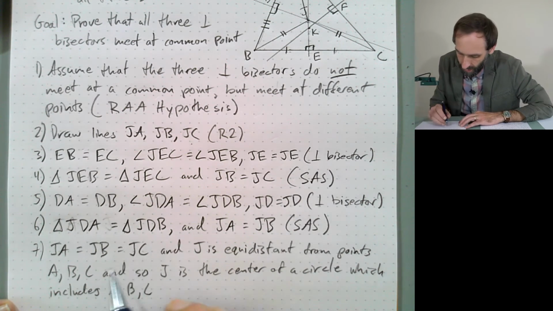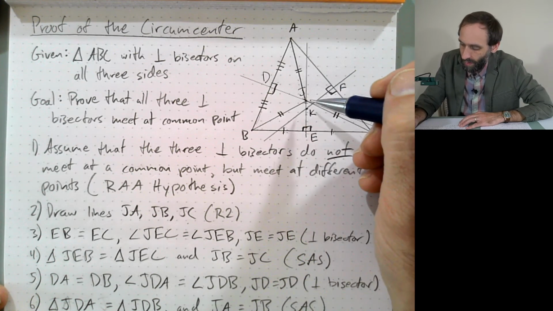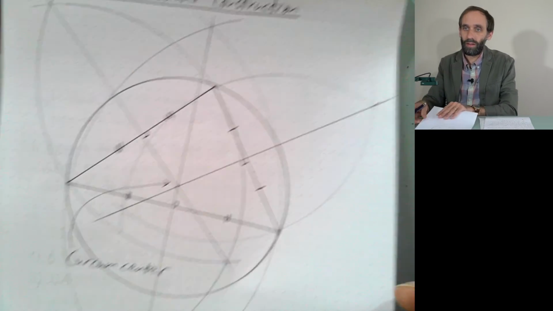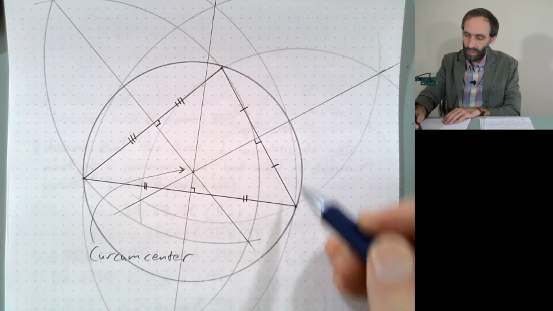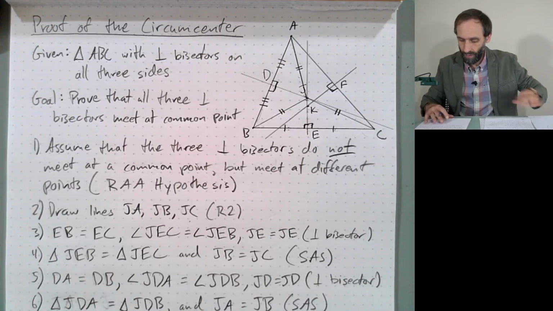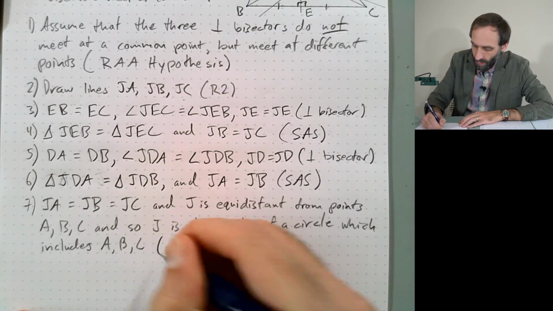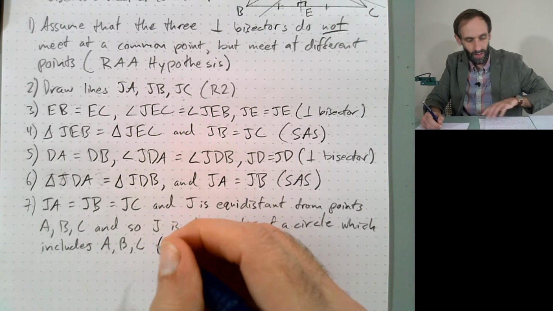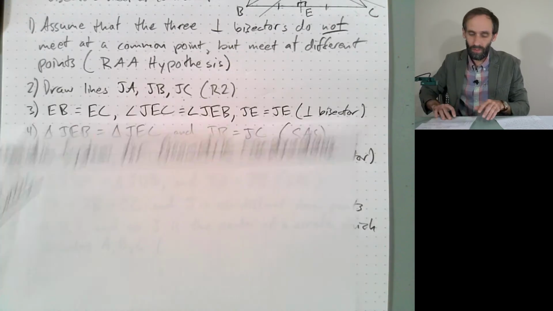What I'm claiming here is that since these three lengths are the same, then I could draw a circle, and you remember from the construction I did exactly that, right? I drew a circle centered at the circumcenter that included the three vertices of the triangle. Okay, so our justification here, well, these three are equal. That's the transitive property of algebra, and we've decided to put arithmetic and algebra in our foundation.